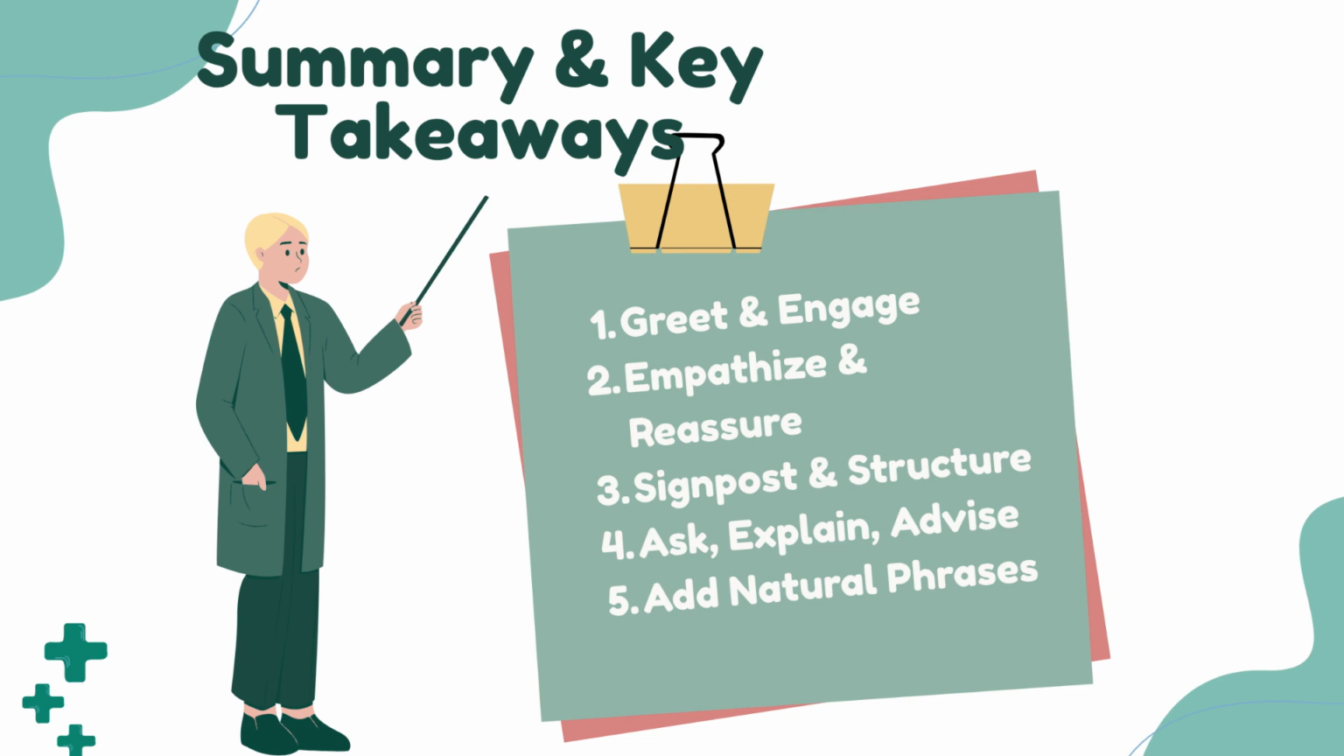Now, combine all these tools in one role play. Start politely, show empathy, structure your talk, use functional language, and include a natural idiom. Lesson summary: greet and engage, empathize and reassure, signpost and structure, ask, explain, advise, add natural phrases. Great work! You've learned advanced techniques for confident OET speaking, from empathy to structure, from advising to idiomatic fluency. Keep practicing until they feel natural.